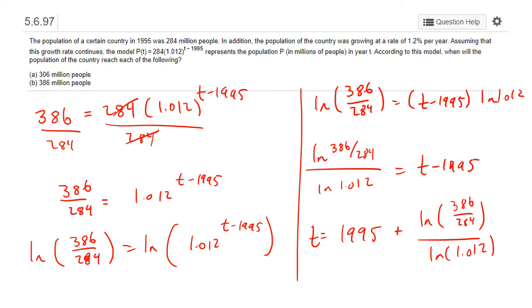So if I really want, I can come back and compute this now and only introduce possible rounding errors at the very end rather than introducing a bunch of them along the way. So 1995 plus the natural log of 386 over 284, all divided by the natural log of 1.012, 2020.72. So in what year will the population reach 386 million? Somewhere in the fall of 2020.